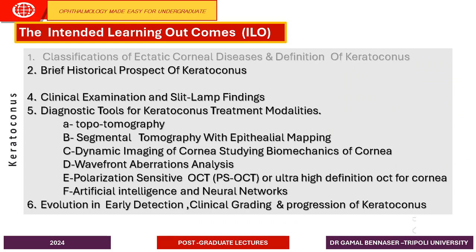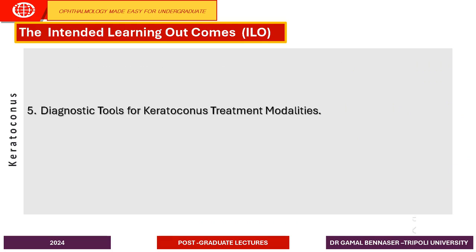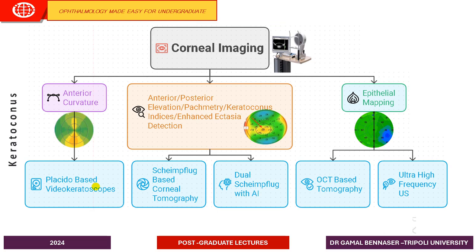Now we come to the fifth section, which is the diagnostic tools for keratoconus and treatment modalities. These are the imaging techniques used for the diagnosis of keratoconus. Now we come to an important aspect of this lecture, which is the corneal imaging. As we have spoken before in the lecture of corneal topography and tomography, the evolution of corneal topography from curvature-based topography to elevation-based tomography runs through many years, and most doctors now agree that elevation-based tomographies are the gold standard for detection and diagnosis of keratoconus.